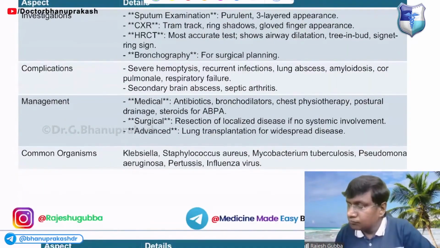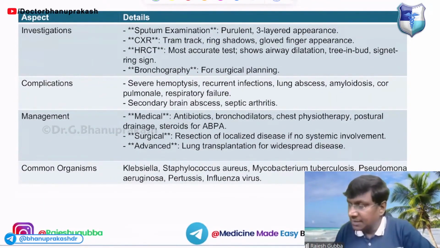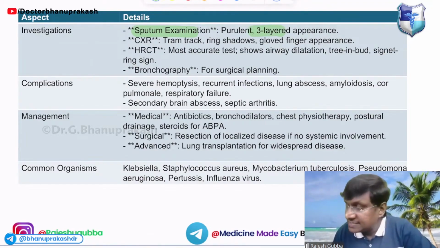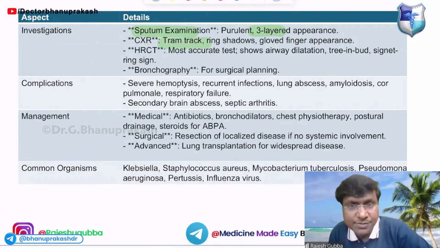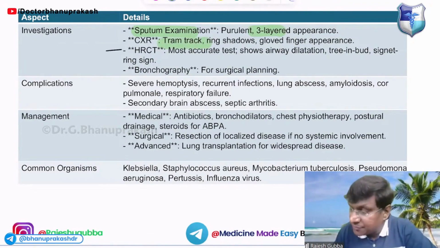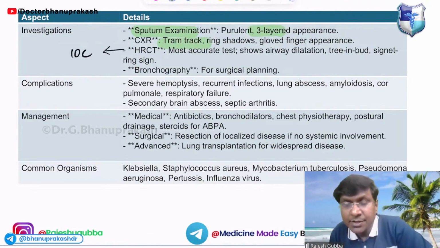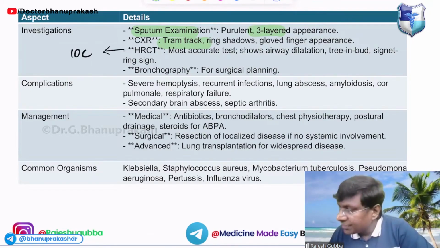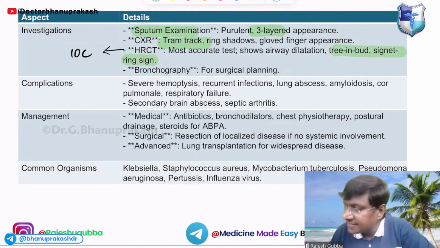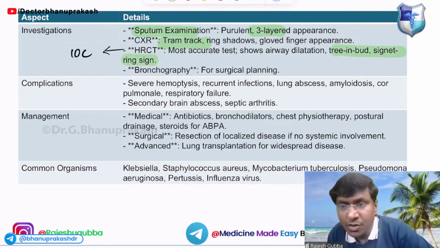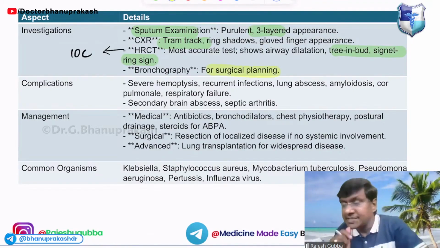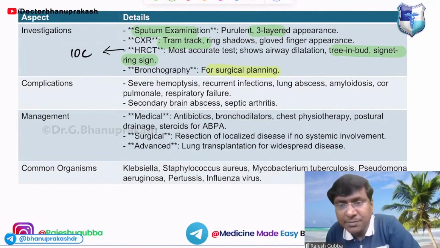Now, coming to the investigations, number one, the sputum examination. Whenever you take the sputum in a flask, you will see a 3-layered appearance of the sputum. And chest X-ray will show you a tram track appearance. What is the investigation of choice in patients with bronchiectasis? That is HRCT, which is the most accurate test. The HRCT will give you what is called tree in bud appearance or the signet ring sign. Then bronchography is done mainly for surgical planning, for visualization of the bronchus.